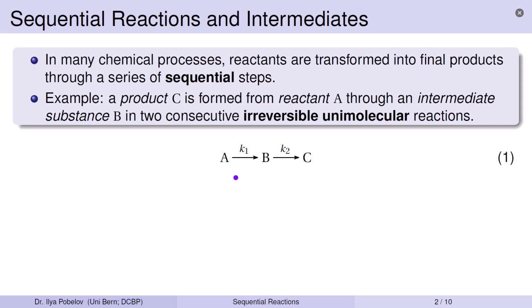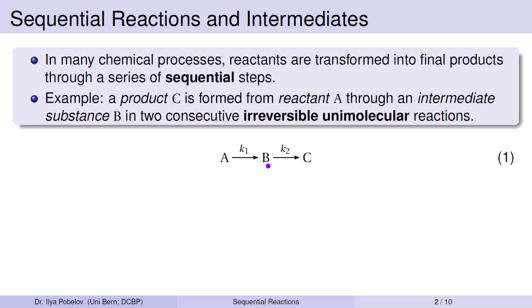This reaction mechanism is represented by the following reaction scheme. In this sequential reaction, A first transforms into B in a unimolecular reaction with a rate constant K1. Then B reacts further to form C in the second unimolecular reaction with a rate constant K2.